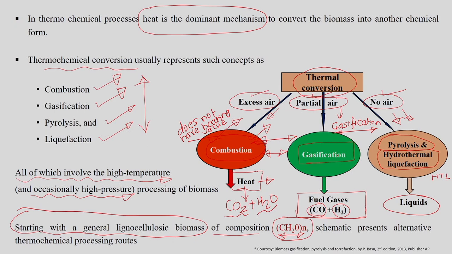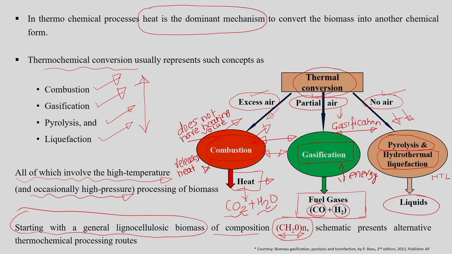This process requires the reduced environment to convert the material into the suitable product, and it requires energy during the process. Whereas, the combustion process oxidizes the material and releases heat during the conversion process, and this is the difference between these two processes. So, these are the important differences which need to be taken into consideration while selecting the biomass and the technology to produce the suitable product.